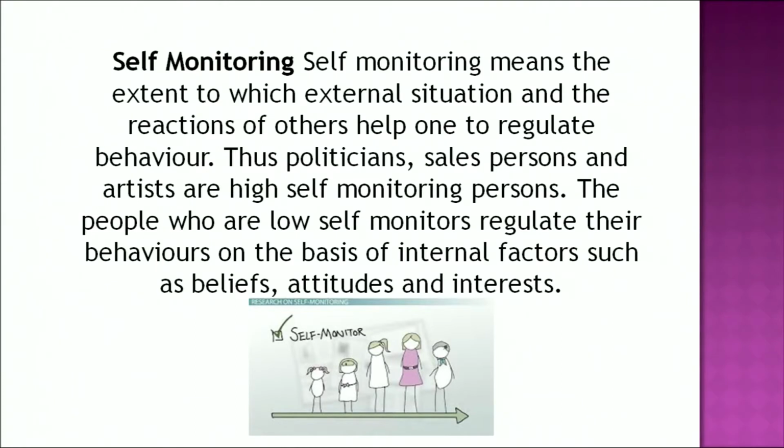Another important aspect of self is self-monitoring. What is self-monitoring? Self-monitoring is the extent to which the external situation and the reaction of others help one to regulate behavior. For example, politicians, salespersons and artists are high self-monitoring persons because they ultimately have to impress other people to sell their ideas. The people who are low self-monitors regulate their behavior on the basis of internal factors such as beliefs, attitudes and interests.